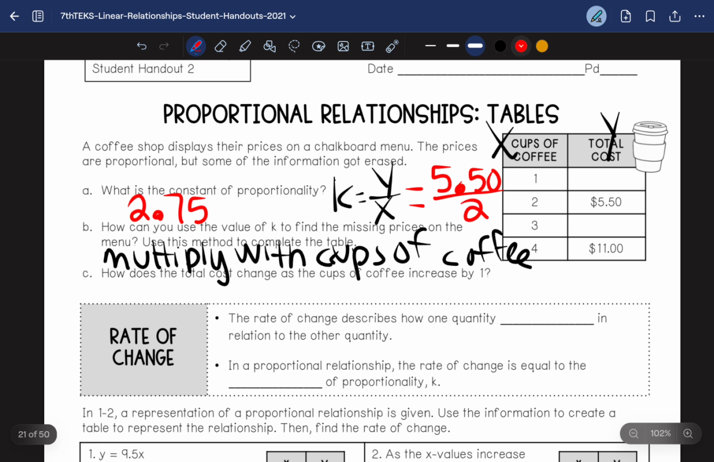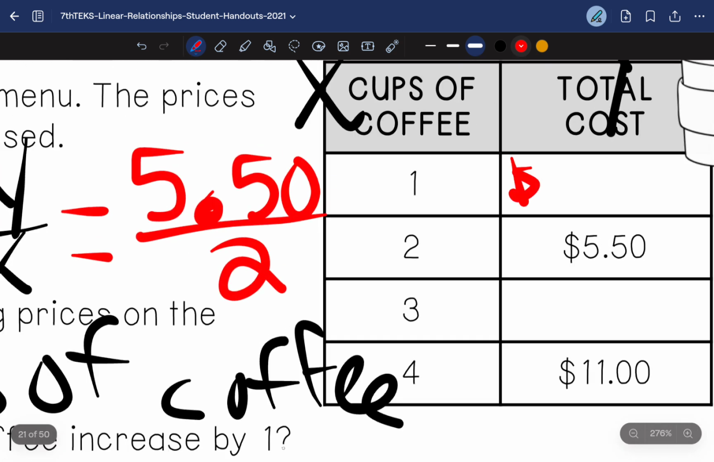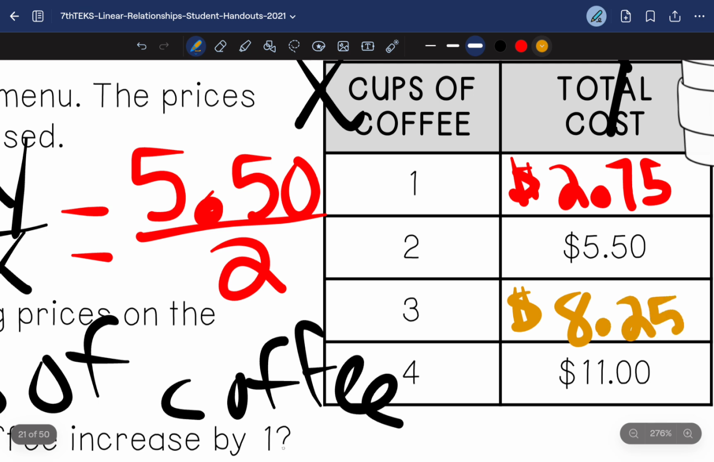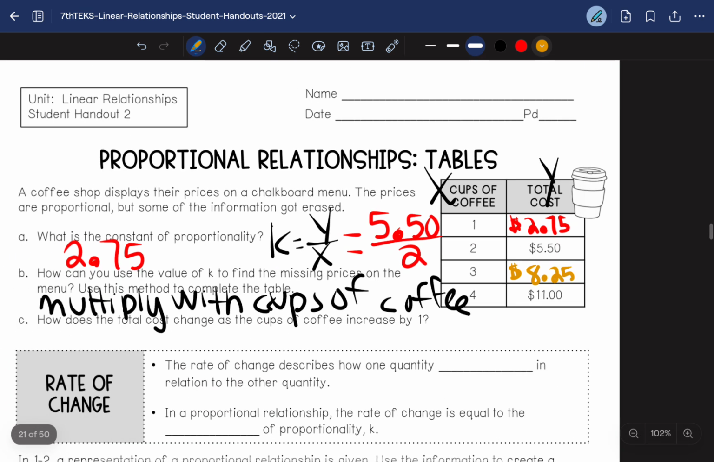So to fill out the first one, 1 cup of coffee is going to be $2.75. And then 3 cups of coffee, so I would just do 2.75 times 3, and I would get $8.25. Part C. How does the total cost change as the cups of coffee increase by 1? Well, since our constant of proportionality is 2.75, it increases by 2.75.